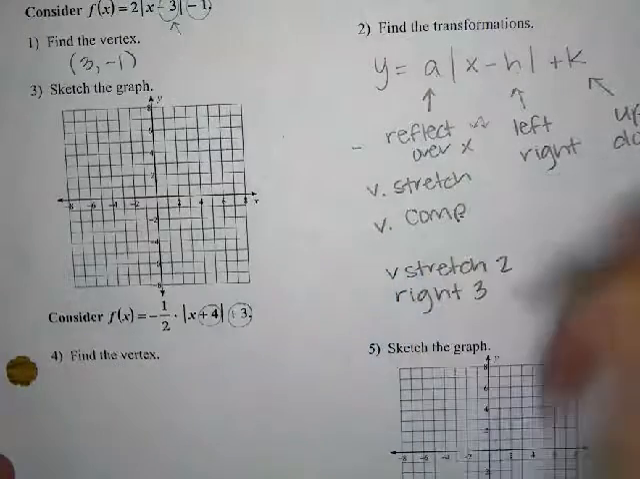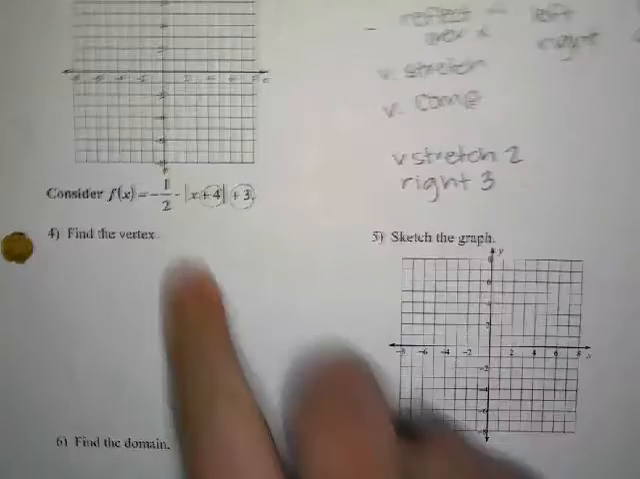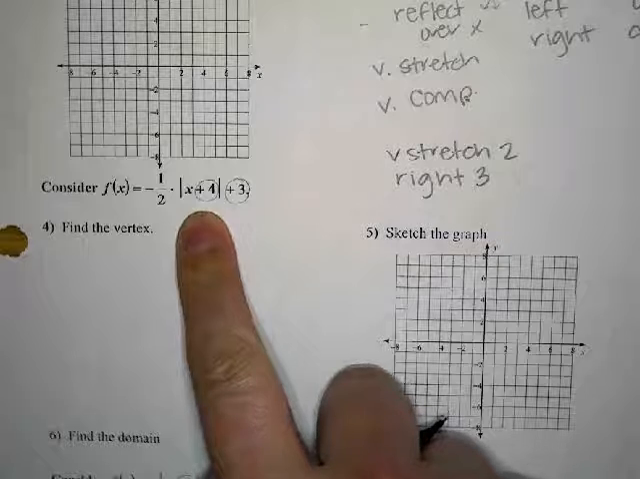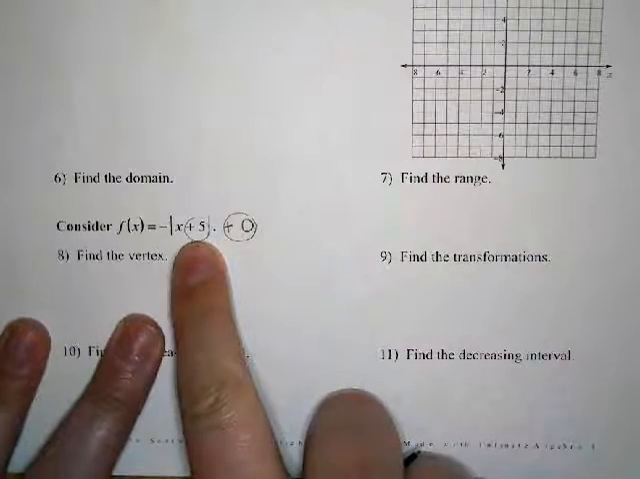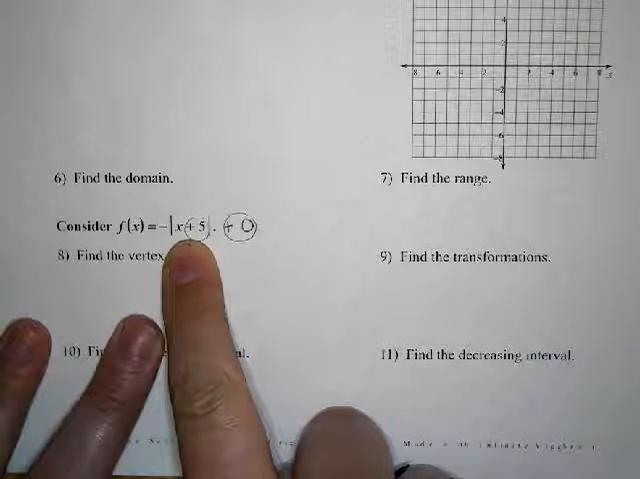Okay. This next graph, if we were to write the transformations, this one would be moving to the left 4. This next graph down here, this one would be moving to the left 5.